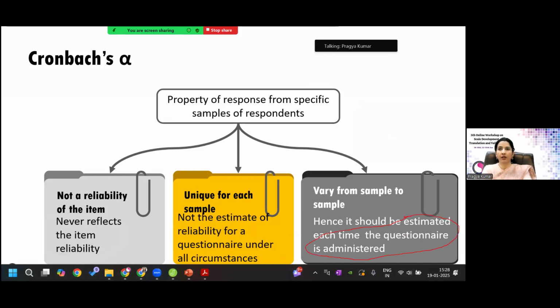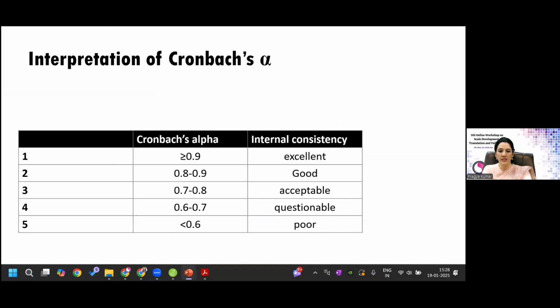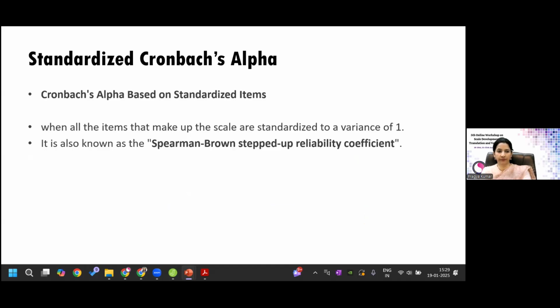You cannot just measure it once and say that your scale is reliable. So what is the interpretation? If it is more than 0.9, the internal consistency is very good, excellent. If it is between 0.8 and 0.9, it is good. If it is between 0.7 and 0.8, it is acceptable. If it is 0.6 to 0.7, it is questionable. And if it is less than 0.6, it is fair.